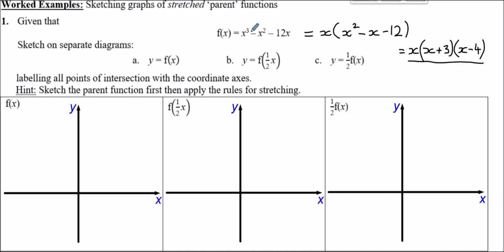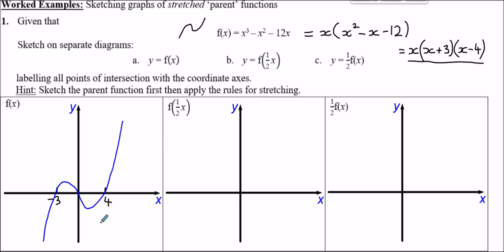So it's a cubic, x is a common factor, so it's going to go through 0. This x cubed is positive, so it's going to have a shape like this. So we've got what we need to sketch it now. So one root's going to be at minus 3. The other one's going to be a bit further over at 4. And we're going to have something looking a bit like this. Down. And back up.